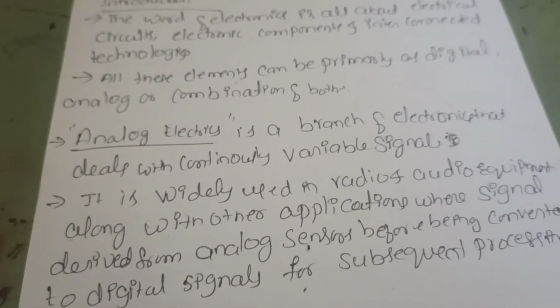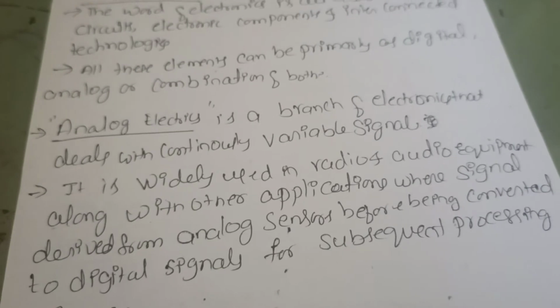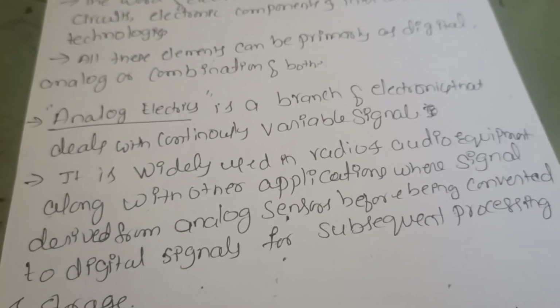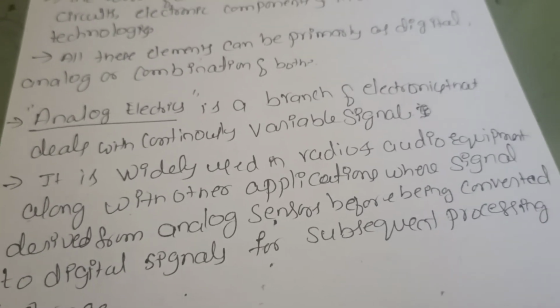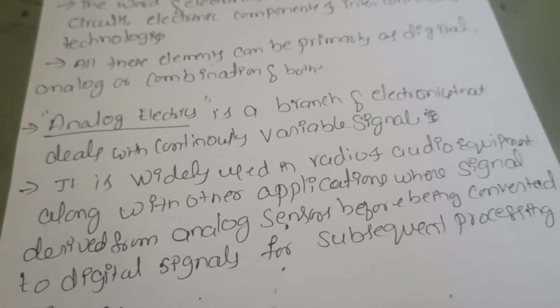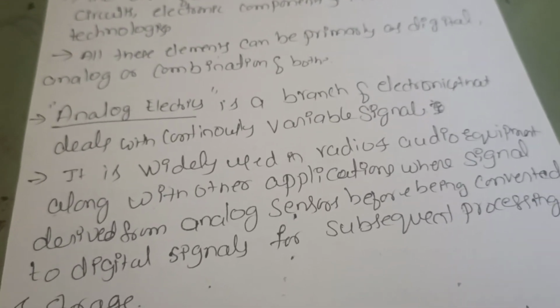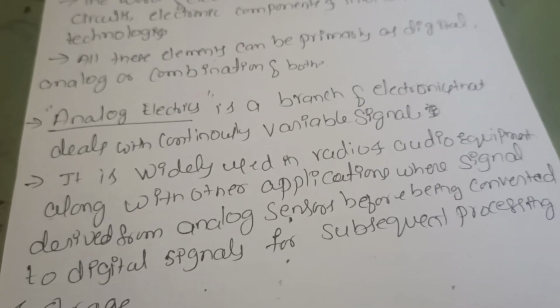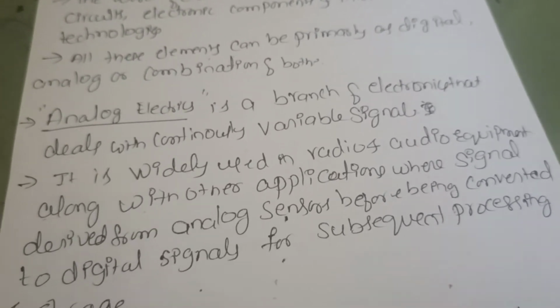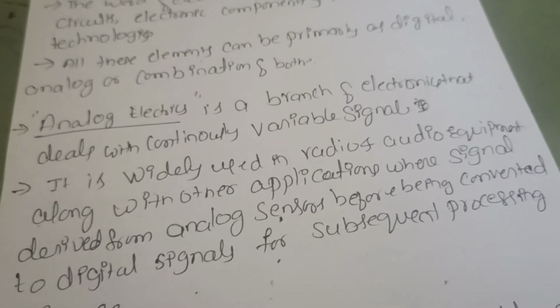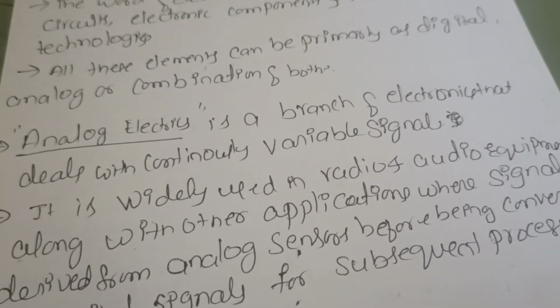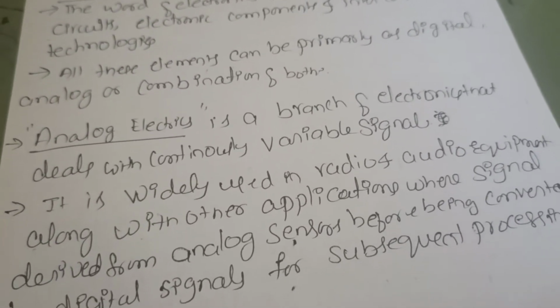Then what do you mean by analog electronics? Analog electronics is a branch of electronics that deals with continuous time variable signals. What do you mean by an analog circuit? An analog circuit is a circuit which consists of analog electronic components.